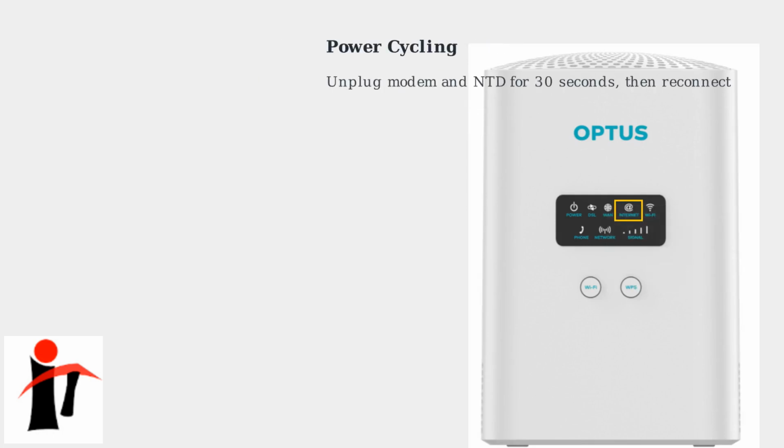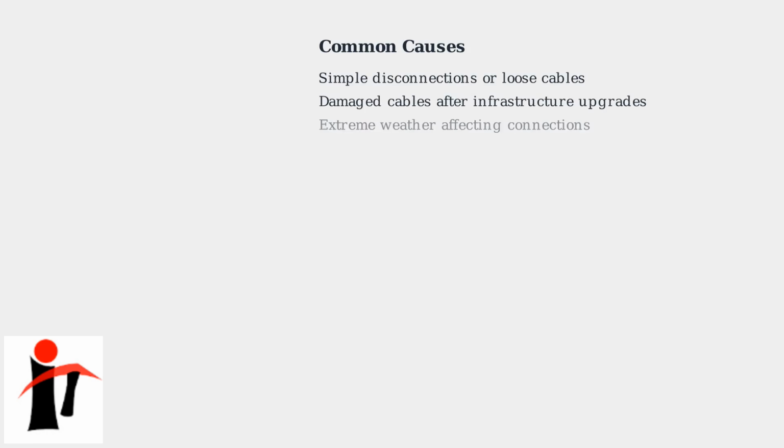A crucial first step is power cycling your equipment. Unplug both the modem and the NBN NTD from power for about 30 seconds, then plug them back in and wait for the lights to stabilize. According to experts, many LOS issues stem from simple disconnections or cabling faults. Keep an eye out for damaged cables, especially after infrastructure upgrades or extreme weather that might affect your connections.